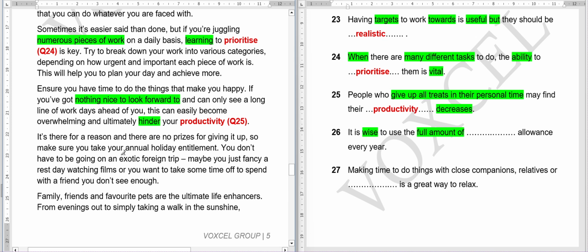So make sure you take your annual holiday entitlement. You don't have to be going on an exotic foreign trip. Maybe you just fancy a rest day watching films, or want to take some time off to spend with a friend you don't see enough. So they're saying that if you're taking your annual holiday entitlement, it doesn't mean you have to go on an exotic trip. You can just take a rest day, or take some time off to spend with a friend you haven't met in a long time, or a group of friends, whatever. You can also take that.